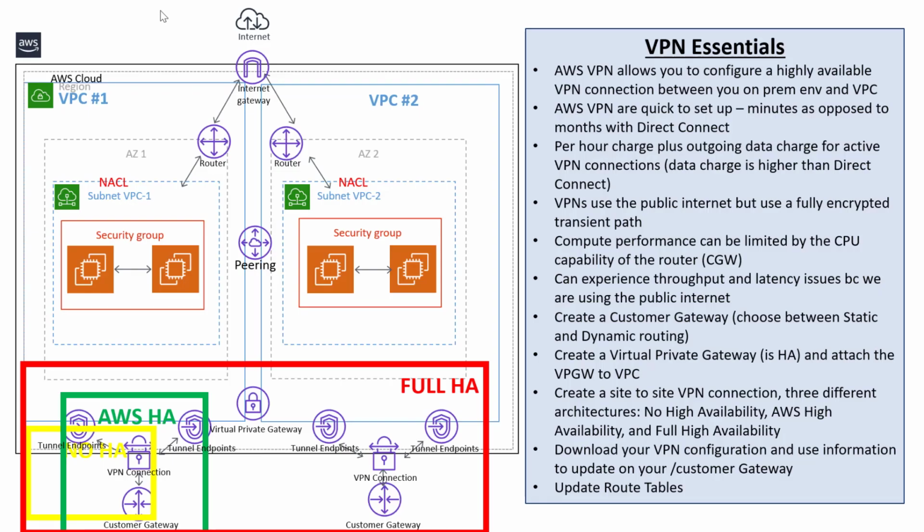My name is Julie. In today's video, we are talking about the first option for connectivity between your on-prem environment and your AWS VPCs, and that is the AWS VPN.